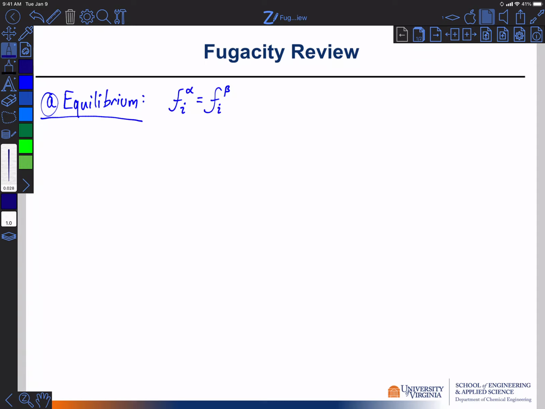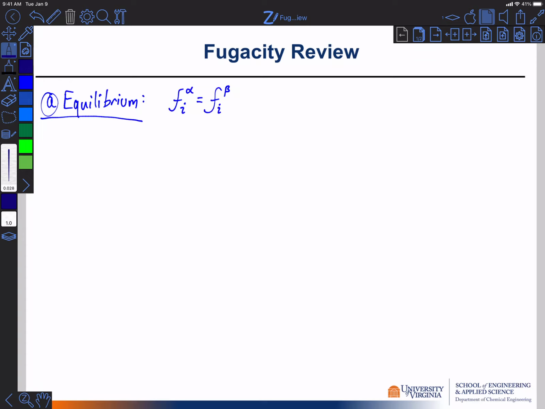At this point in the course, we've been talking a lot about fugacity, and I just wanted to take a minute here to recap where we are in terms of our use of fugacity to talk about phase equilibrium. Remember, at equilibrium, we know that for a given component, say component i, the fugacity of that component is going to be equal in all phases that are in equilibrium with one another, whether it is a vapor phase in equilibrium with a liquid, or two liquid phases in equilibrium, or a vapor that's in equilibrium with two separate liquid phases, and so on and so forth.